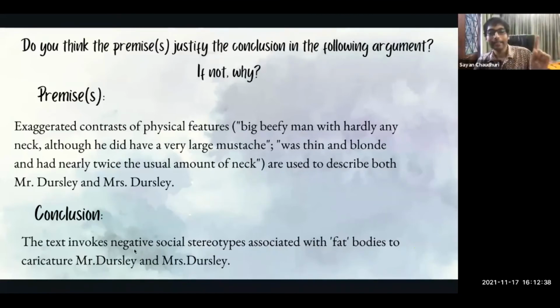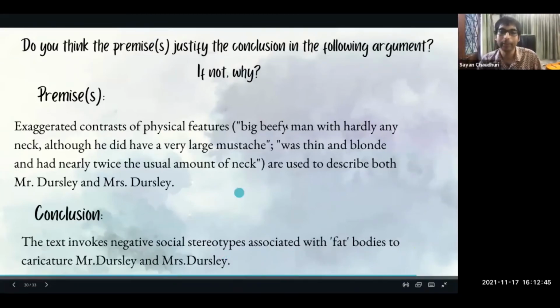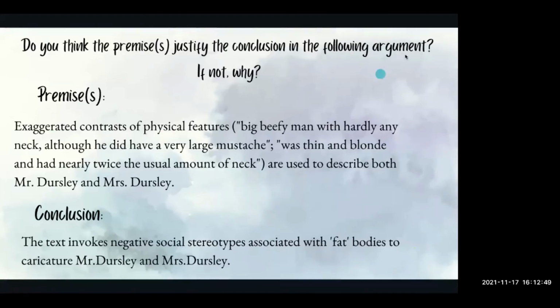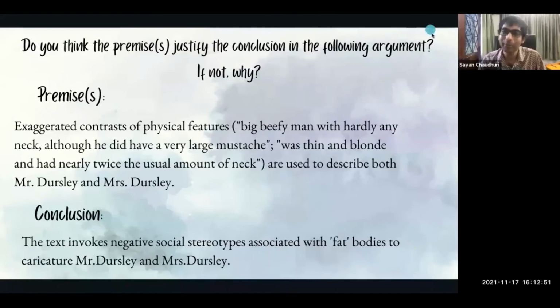Also, it says the text invokes negative social stereotypes associated with fat bodies to caricature both Mr. Dursley and Mrs. Dursley. But if you think of Mrs. Dursley's description, is it fat? It says she was thin and blonde and had nearly twice the usual amount of neck. Is this a description of a fat body? It's not, right?